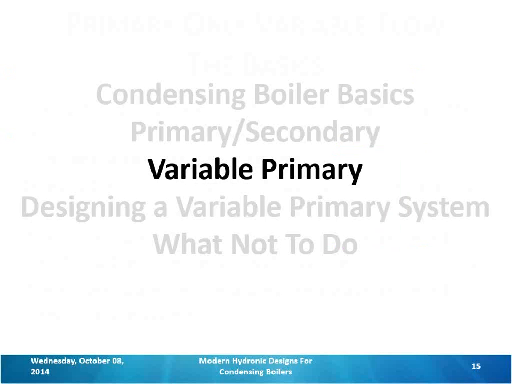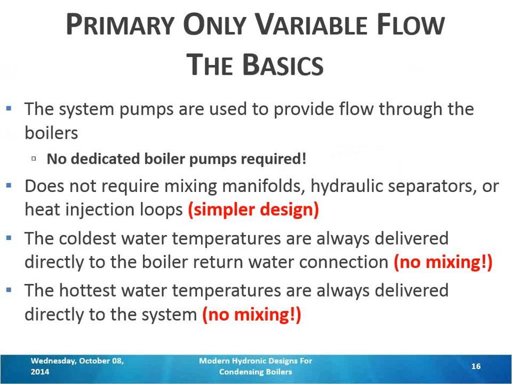The last 2 points here are big. So the coldest water temperature is always delivered directly to the boiler return water connection. You're eliminating all the mixing that happens with primary, secondary. So you're guaranteeing the coldest water temperature, whatever it might be that's coming back from your system, is going right back to the boilers. So you're maximizing your thermal efficiency on that side. And then you're also eliminating mixing on the supply side. So boilers no longer have to supply a higher temperature that's going to mix down out to the system. So you're reducing your risk of high limit trips.